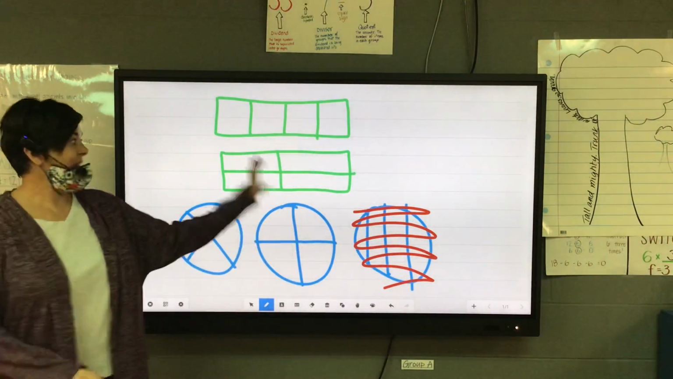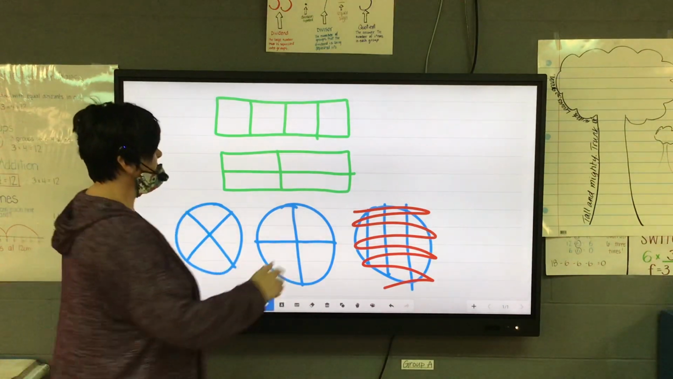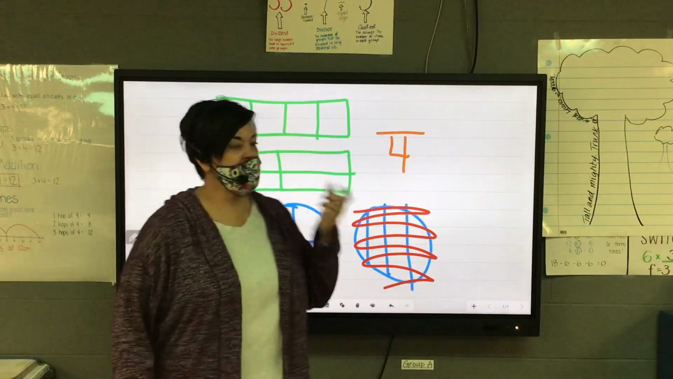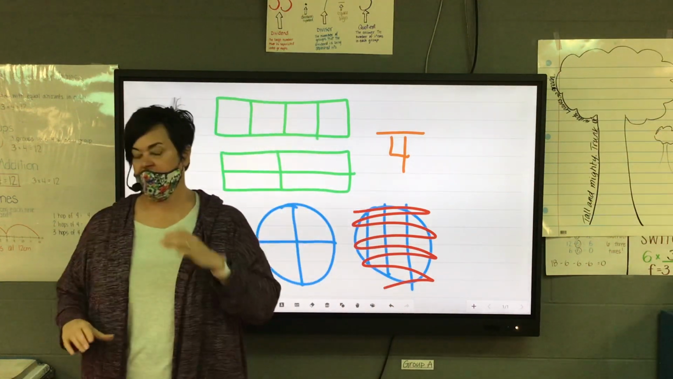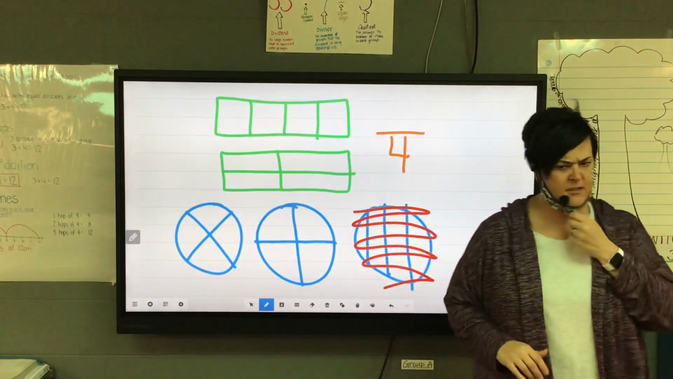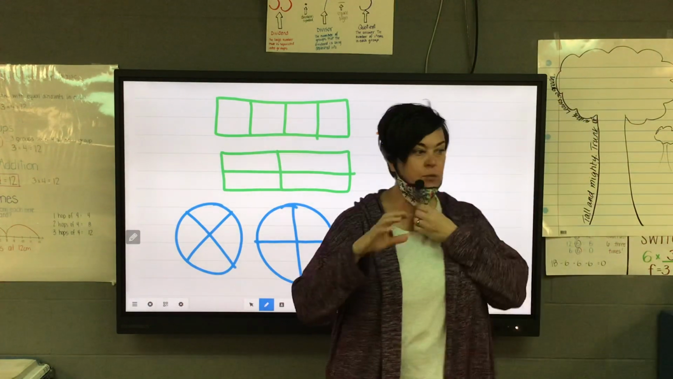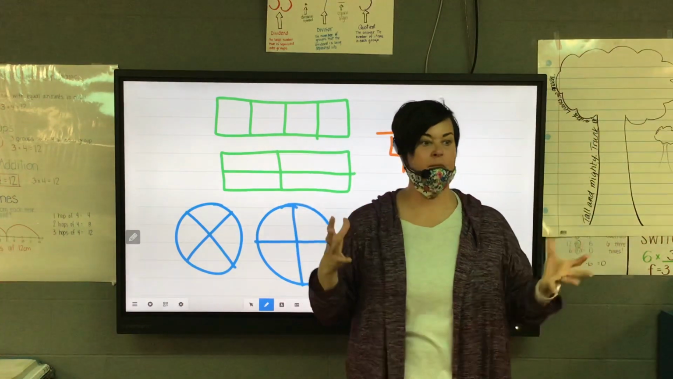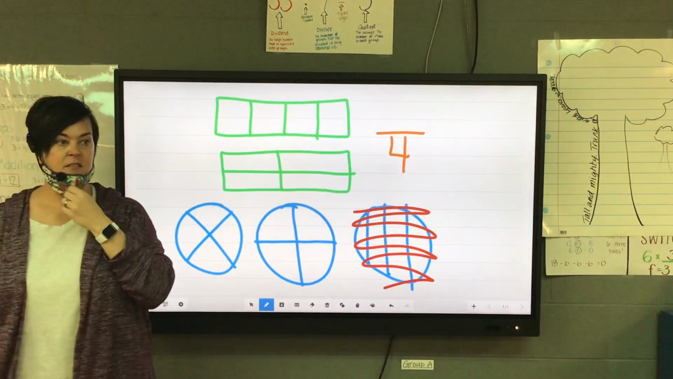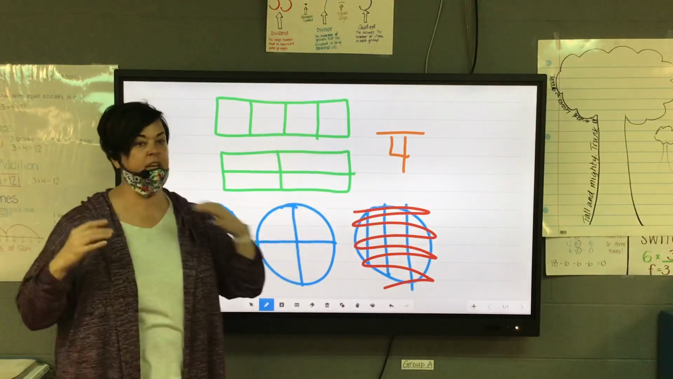Okay, so how many equal parts does our candy bar have? 4. It has 4 equal parts. The bottom number in a fraction is called the denominator. What's it called? Denominator. All right, that tells us how many equal parts are in the whole thing. So what's our denominator for this candy bar? 4, because there's 4 equal parts in the whole thing.